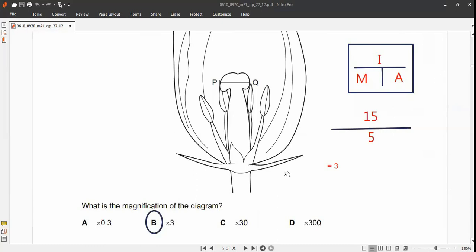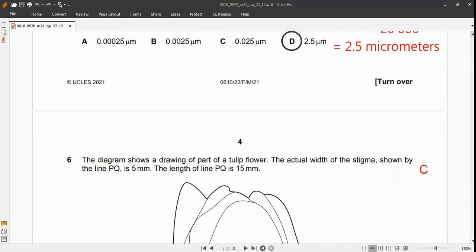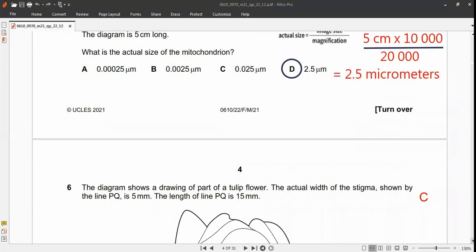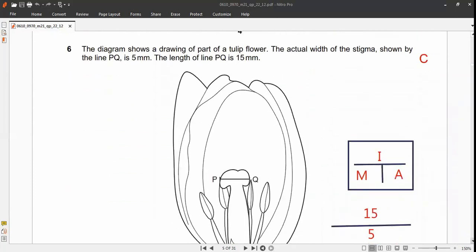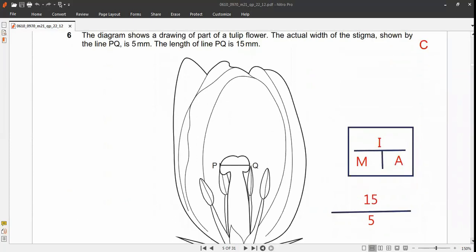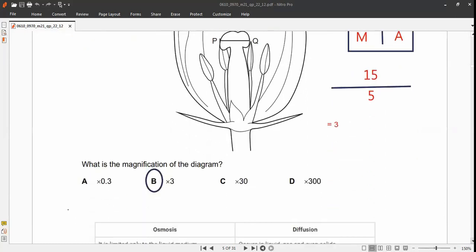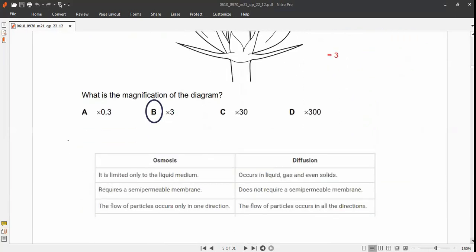So, what is the magnification of the diagram? Magnification equals image size divided by actual size. So the image size is 15 millimeter and the actual size is 5 millimeter. So 15 divided by 5 equals 3. So the correct answer is 3.